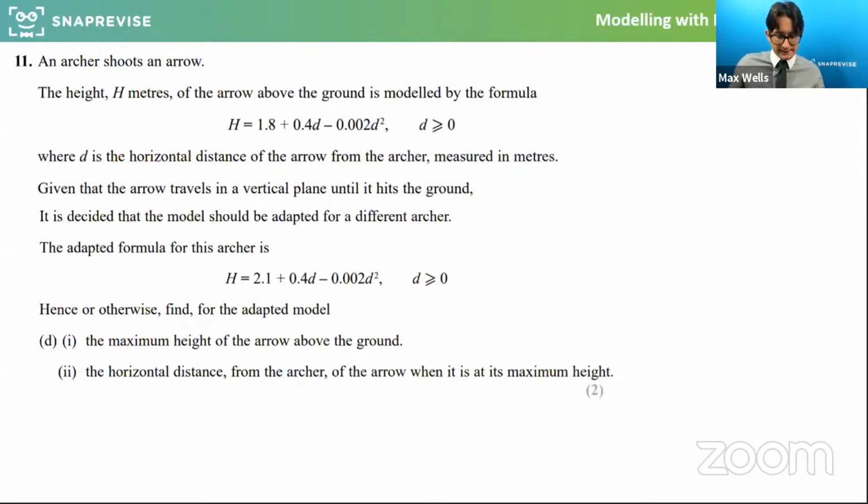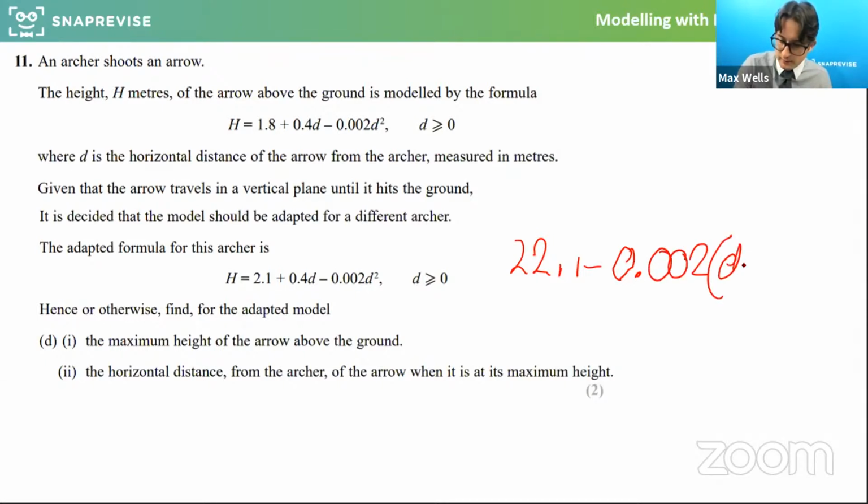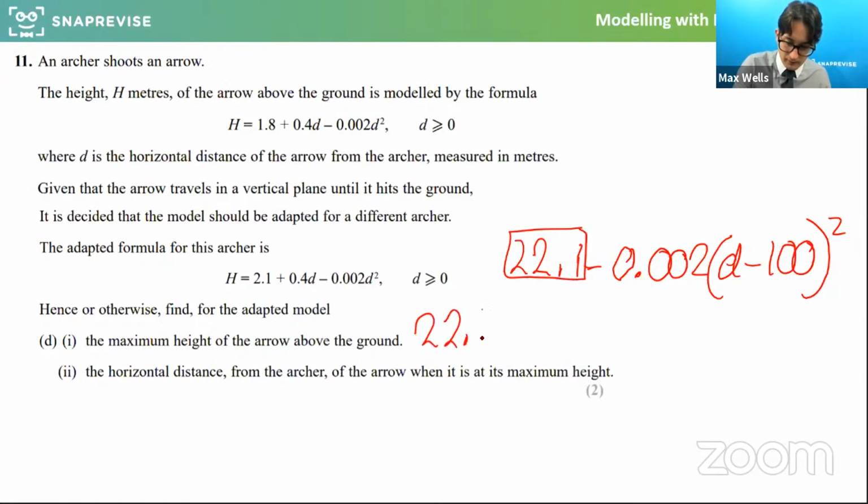So part D, it says the maximum height of the arrow above the ground. Well, if you have it in the completing the square form, 22.1 minus 0.002 (d minus 100) squared, this gives you the turning point. As I said, there are other techniques that you can use from the calculator, but this gives you the maximum here. So it's 22.1 meters.